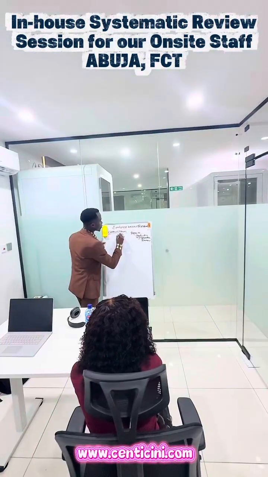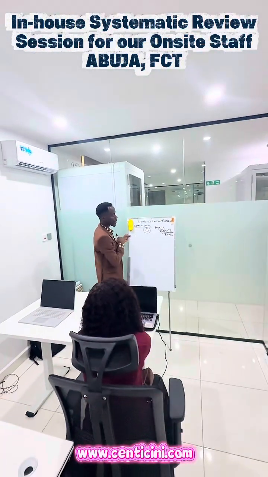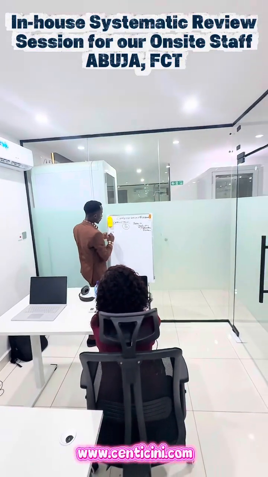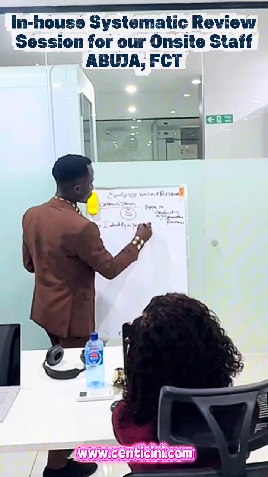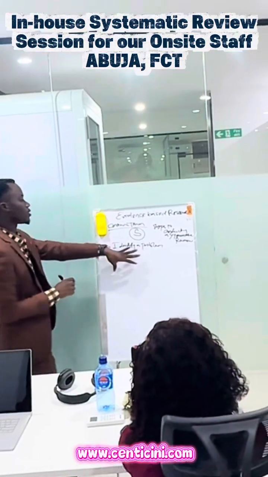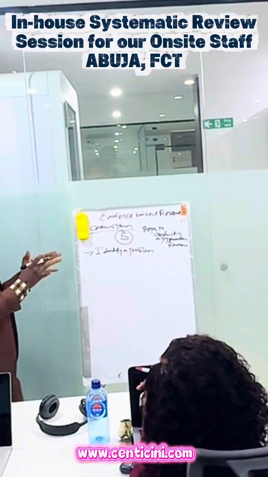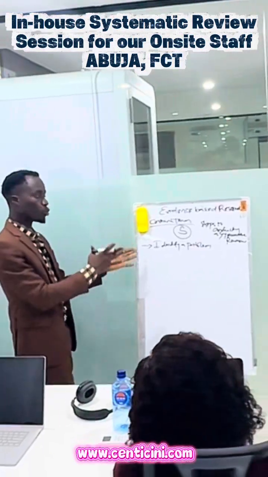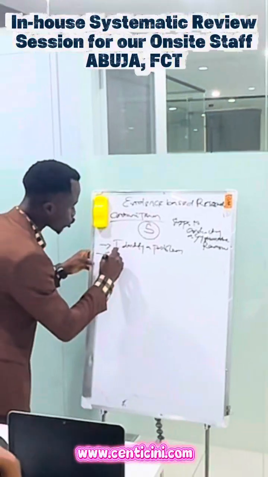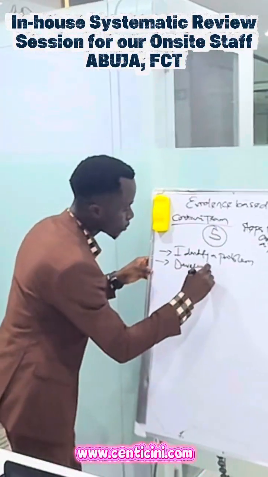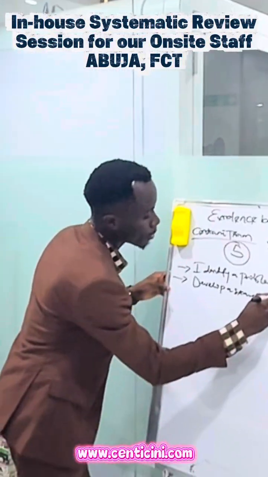It takes 5 steps for you to publish a systematic review. And the first step now is to do what? Identify a problem. Immediately if you identify the problem, it means that you are already 50% ready to have a systematic review started. And then the next thing you need to do is to do what? You need to develop a search strategy.